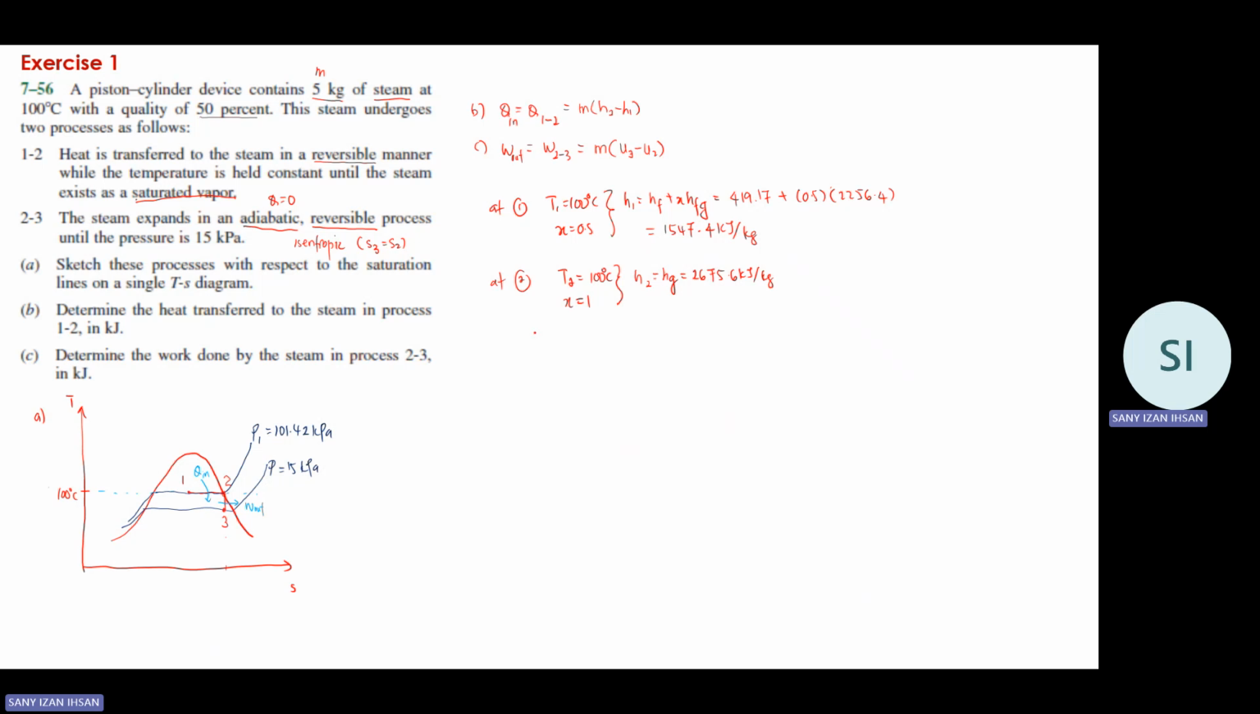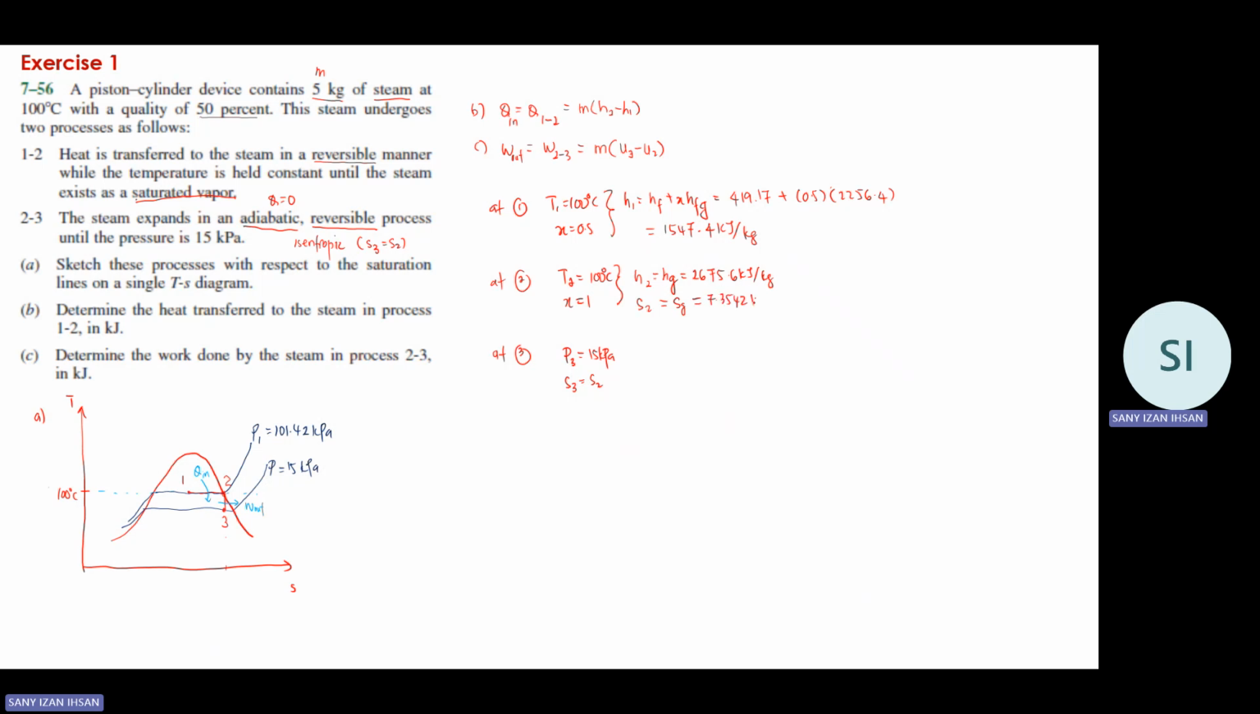To get to state 3, we don't have much information. We know at 3 we are given the pressure. P3 equals 15 kilopascal. That's the only information we have. But from here, we already concluded that it is adiabatic reversible for a closed system, so we know that it is isentropic. So S3 equals S2. Having this, we should be able to find the properties at state 3. So at 2, we need to find what S2 will be. We know already the 2 properties there, so we can find S2, which is nothing but Sg at that location. If you refer to the table, then it will be 7.3542.